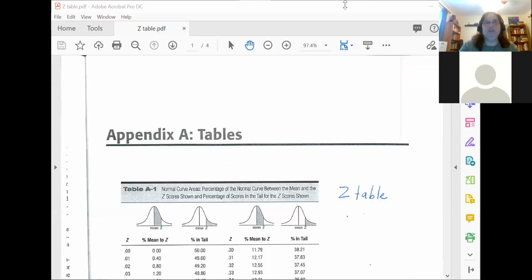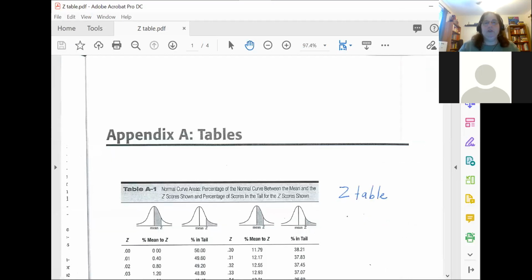Okay, so I have a Z table right here. I'm going to share it with you so you can see. This is the harder of the two tables in my personal opinion, so I'd like to go through that one first. However, there is something you can do if you don't like the table.